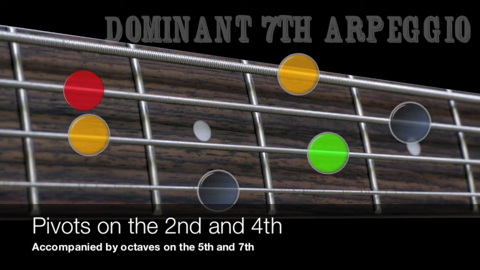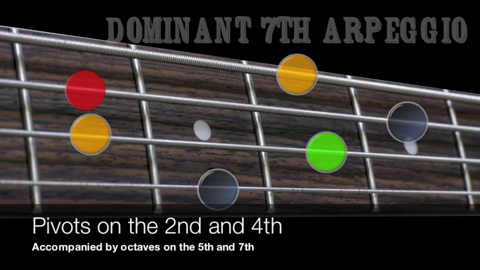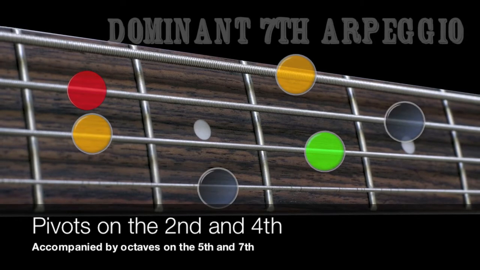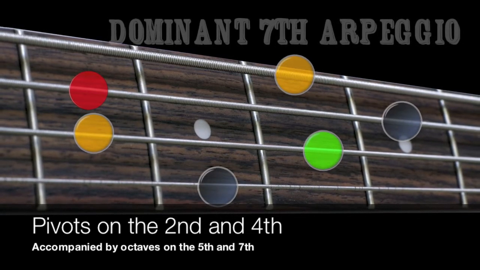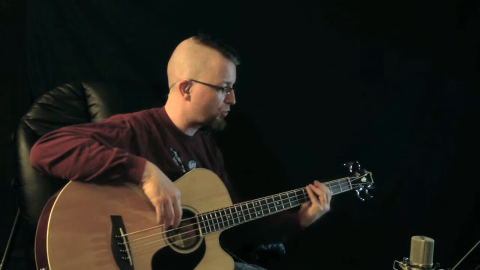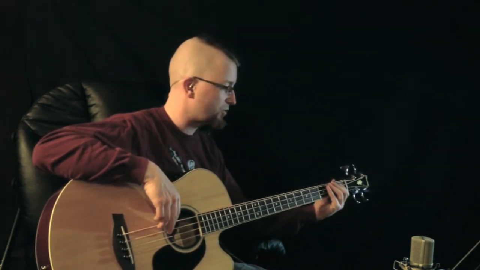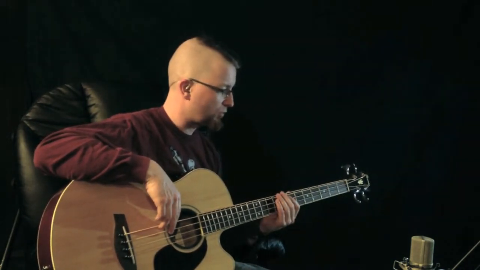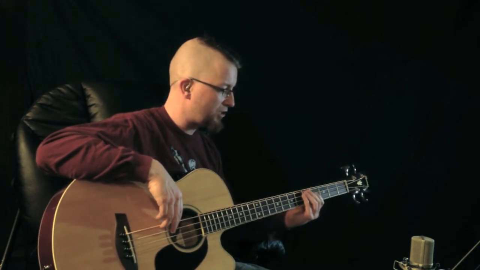Now for your dominant 7th, you're going to have 2 different octaves and 2 pivot notes, and we've seen that in the past. Your octaves are going to be your C and your E. Your pivot notes are going to be your B flat and your G. Your G being your 2nd, your B flat going up 1, 2, 3, 4 to find your 4th, and the octaves are of course your C, which is your 5th, and your E, which is your 7th.